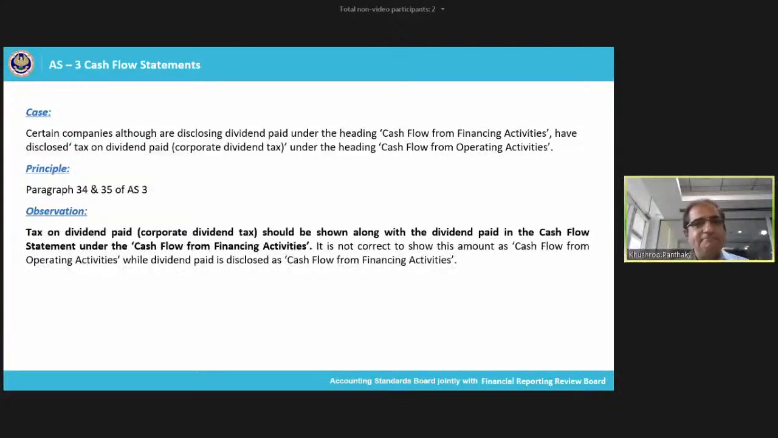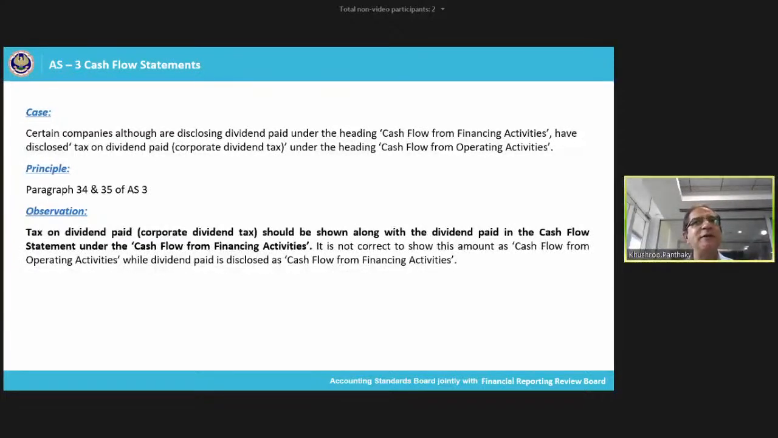The next one is about some companies which, although they disclose dividend paid under cash flow from financing activities, have disclosed the tax paid on dividend under cash flow from operating activities. Now, what is tax on dividend? It's basically your dividend distribution tax. This tax needs to be given the same treatment as the dividend in your cash flow statement. The correct way is that the tax on dividend paid, which is your corporate dividend tax, should be shown along with the dividend paid as cash flow from your financing activity.